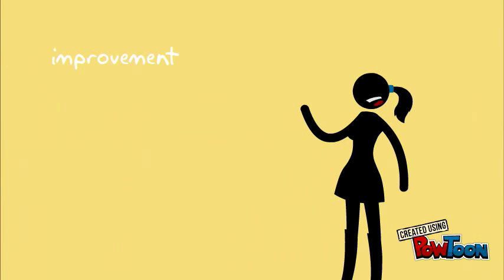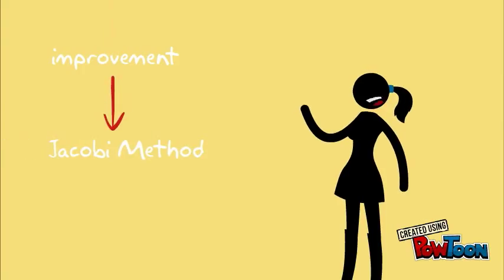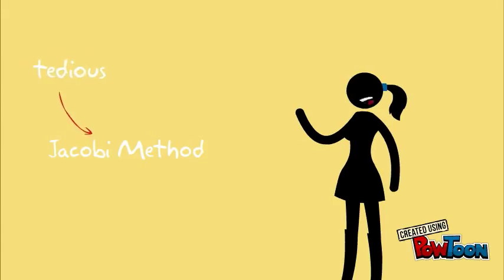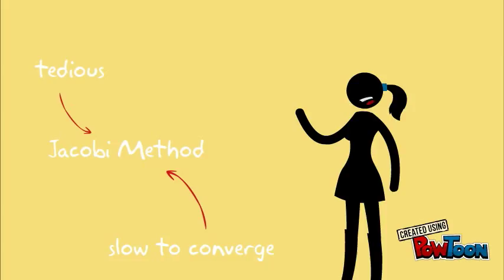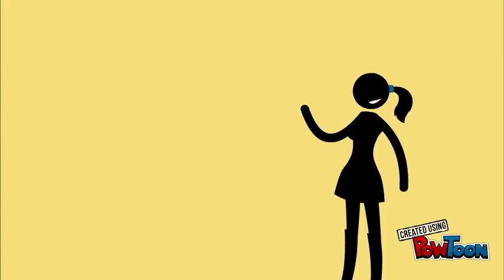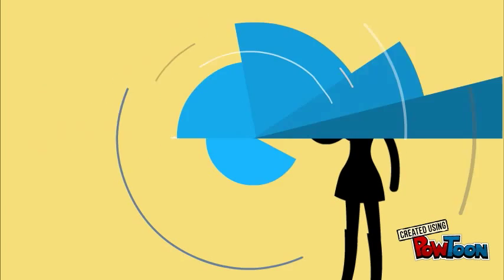Gauss-Seidel is an improvement of the previously known method called the Jacobi method. The difference between the two is that the Jacobi method is more tedious than Gauss-Seidel's, and it takes a longer time before it converges to a single value. Aside from definitions, we will now show you its application in a real-world problem that involves probability.